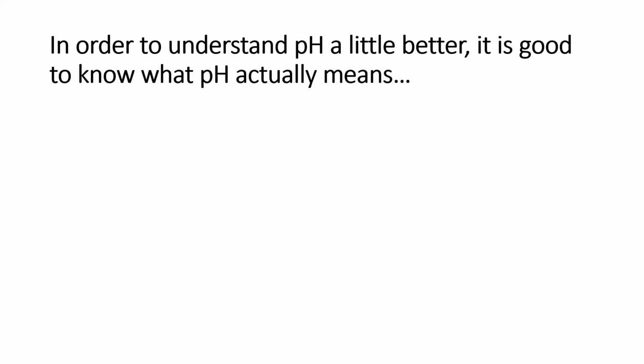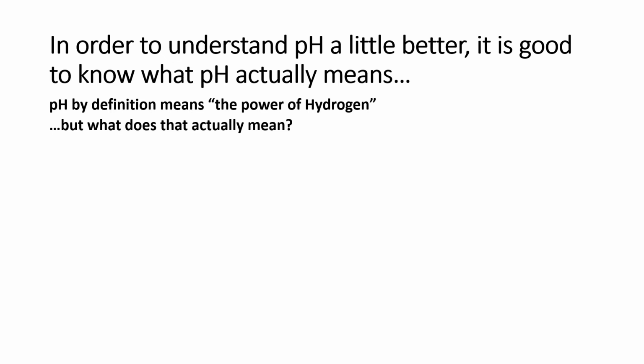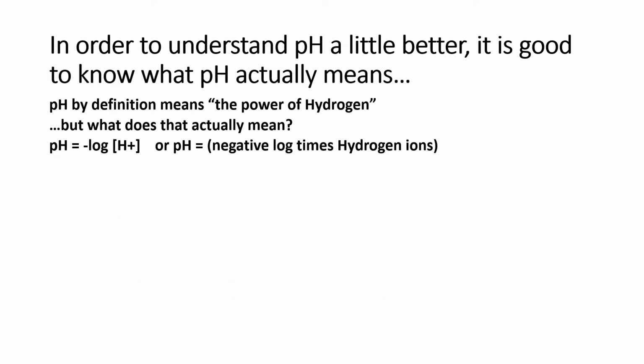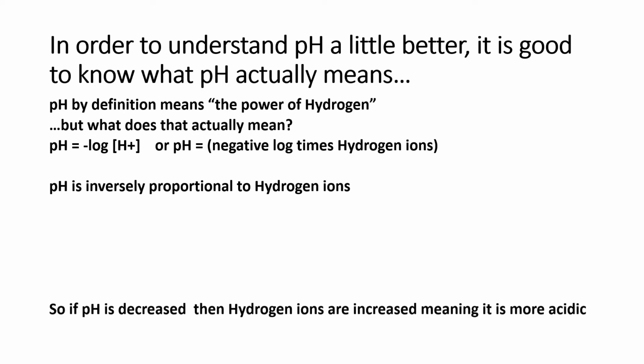In order to understand pH a little better, it is good to know what pH actually means. pH by definition means the power of hydrogen. But what does that actually mean? pH equals negative log multiplied against the hydrogen, or pH equals negative log times the hydrogen ions. pH is inversely proportional to hydrogen ions.